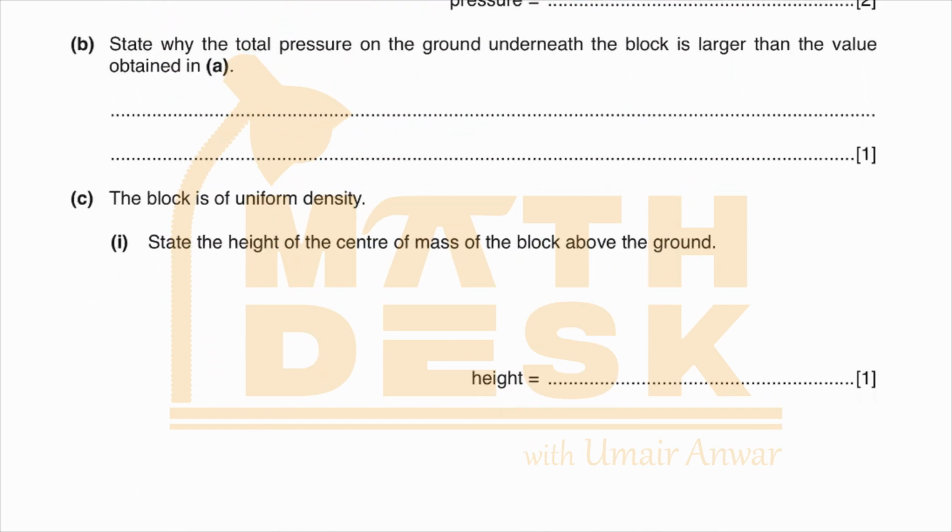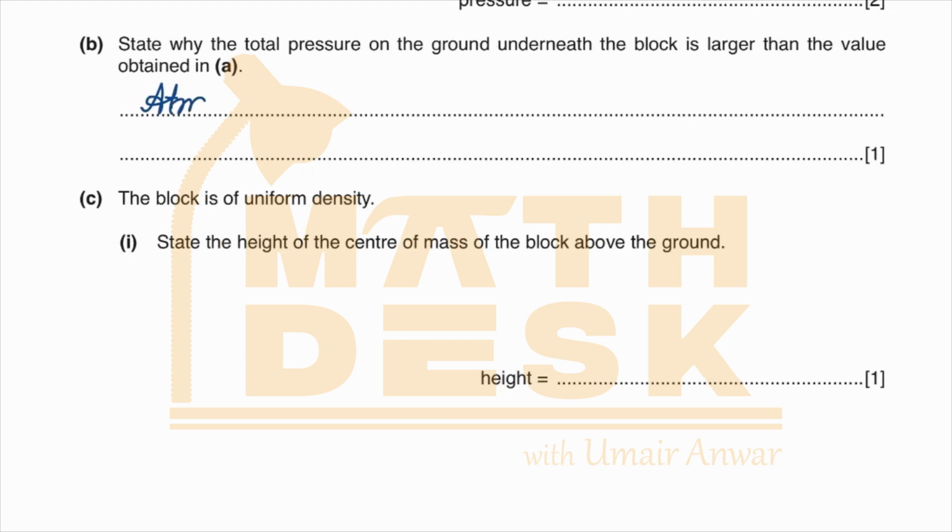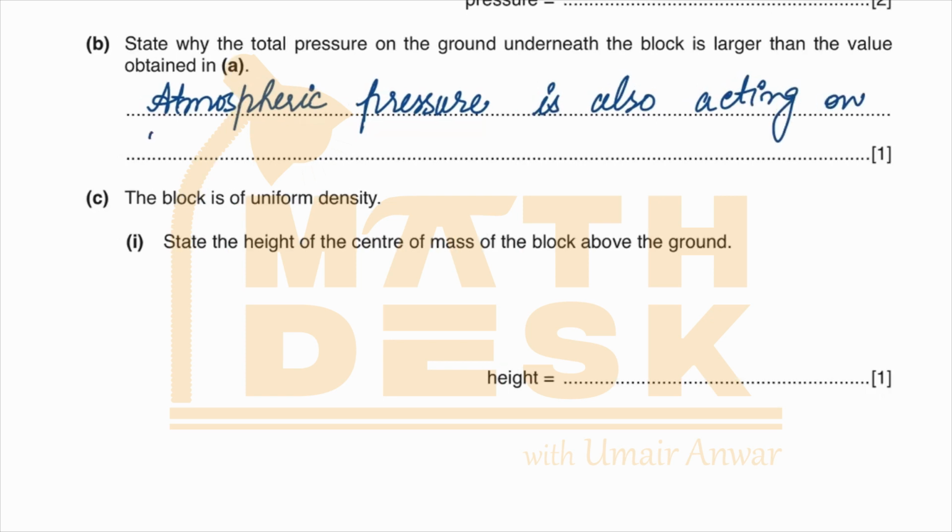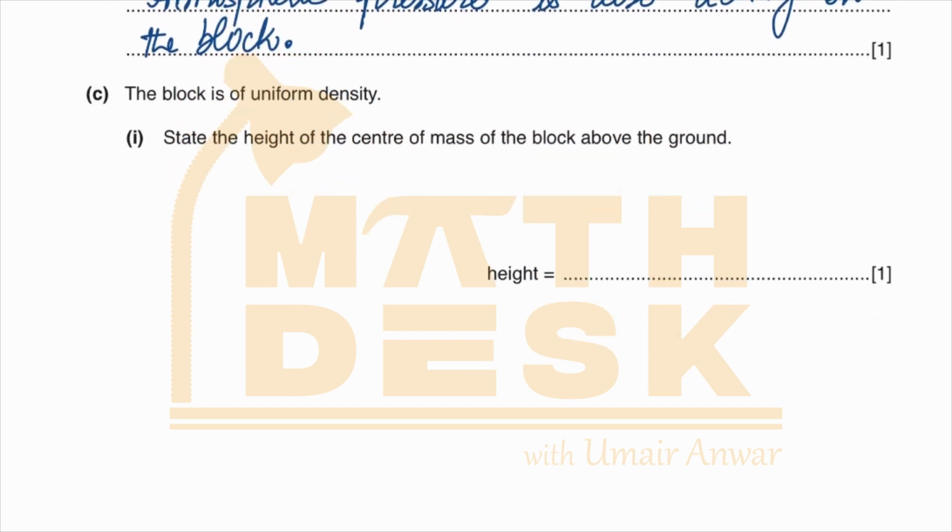The next part says state why the total pressure on the ground underneath the block is larger than the value obtained in part A. So the reason is the value we calculated was the value of the pressure caused by the block itself, and additionally atmospheric pressure is also acting on the block, which is causing extra amount of pressure which was not included in the previous part calculation.